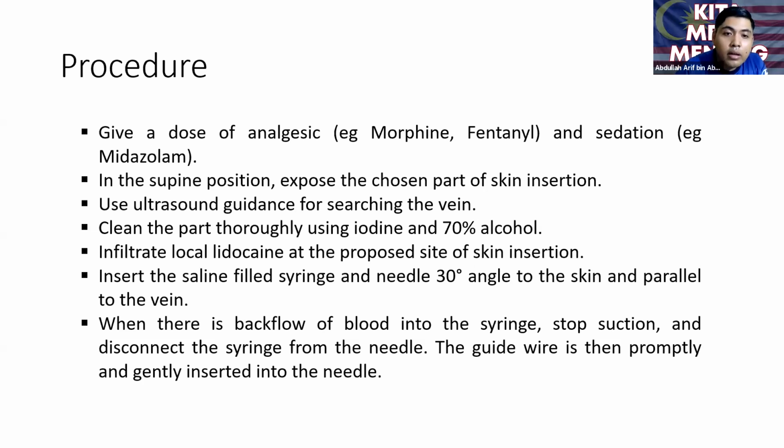Okay. After that, we put the patient in the supine position, and then we expose the chosen part of skin for insertion. So if we choose the upper limb, we expose that part. As the PITS protocol mentioned, we can use ultrasound guidance to search for the vein, so it makes it easier to find the vein. After that, we need to clean the part thoroughly using iodine and 70% alcohol. And then we infiltrate lidocaine, which is local anesthetic, at the proposed site of skin insertion.